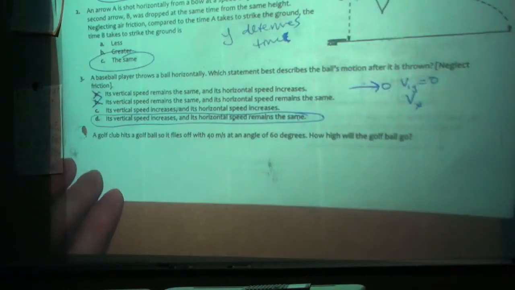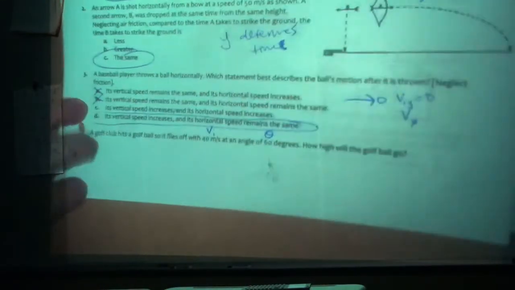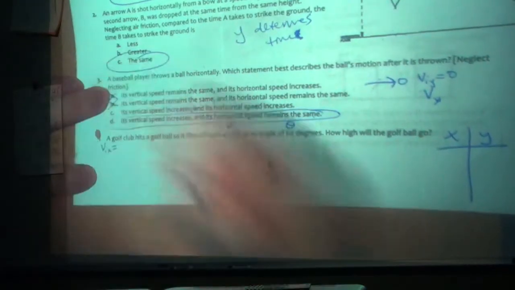A golf club hits a golf ball so that it flies off with an initial velocity of 40 meters per second at an angle of 60 degrees. How high will the golf ball go? So we need to make our chart. First thing we need to do is find the initial x and y velocity.